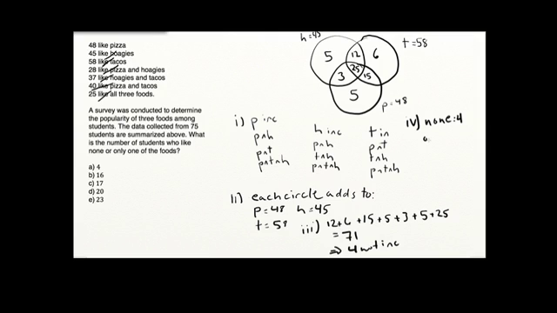And only 1, that's going to be here, here, and here. 5 plus 6 plus 5, 20 total. And so the answer, of course, is D.